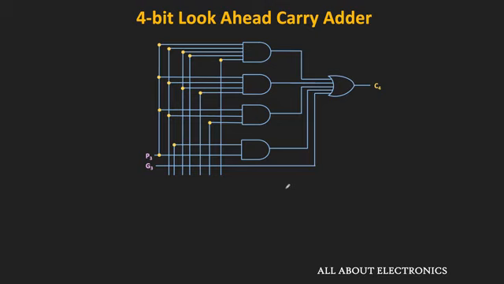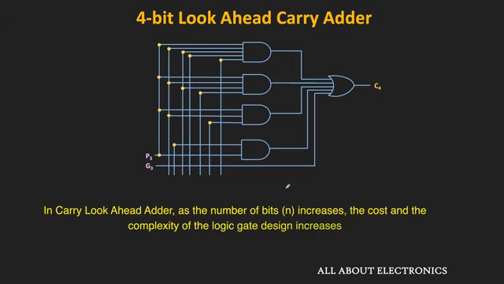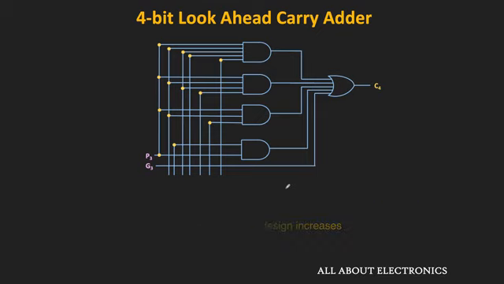So in general, if we design the n-bit CLA, then we require logic gates with n plus 1 inputs. That means as the number of bits increases, the fan-in of the logic gate will also increase. And as the number of inputs of the logic gate increases, the cost and the complexity of the logic gate design will also increase.